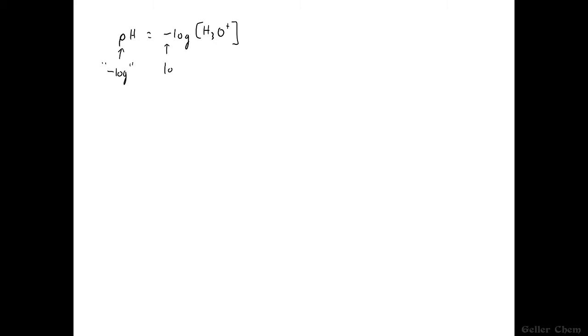So that if we have a lower pH, that means we must have a larger H3O+ concentration, which in turn means it's more acidic. And then, of course, we can say the opposite. A higher pH means smaller H3O+ concentration, less acidic, or more basic.